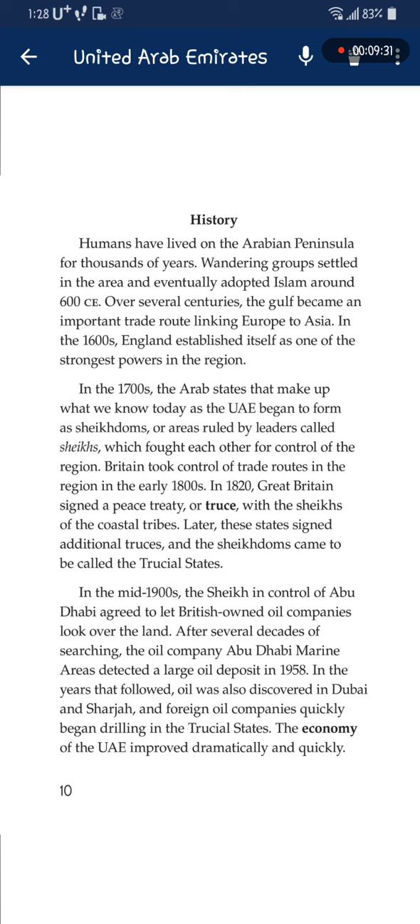In the mid-1900s, the sheikh in control of Abu Dhabi agreed to let British-owned oil companies look over the land. After several decades of searching, the oil company Abu Dhabi Marine Areas detected a large oil deposit in 1958. In the years that followed, oil was also discovered in Dubai and Sharjah. Foreign oil companies quickly began drilling in the Trucial States, and the economy of the UAE improved dramatically and quickly.